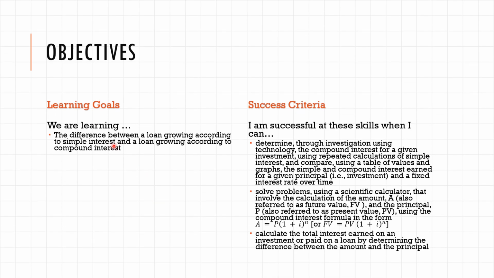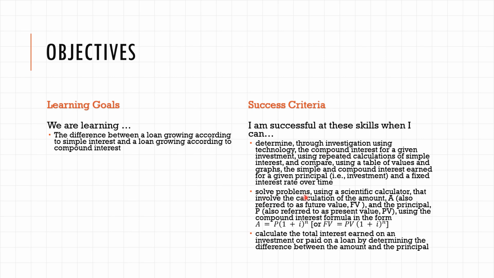So today we're going to learn what is the difference between a loan that is growing according to something called simple interest and a loan that's growing according to something called compound interest. And you'll know that you're successful when you've used investigation to determine the compound interest for a given investment. We'll do that by repeatedly calculating simple interest. And then we'll compare the difference between simple and compound interest using a table of values and using a graph.